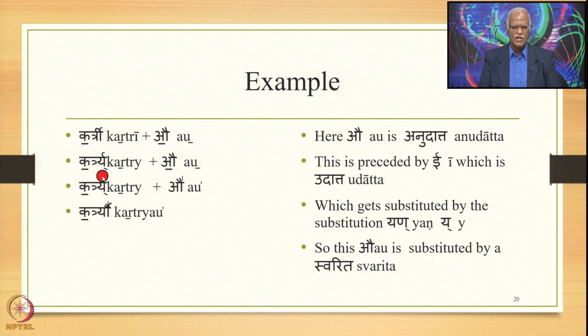Now, this ri gets substituted by the substitution yan. In this case, it is ya. And so now, this au is substituted by a svarita. This is how it is shown with the vertical bar on top. So, we have kartriyau with a svarita on top of au.